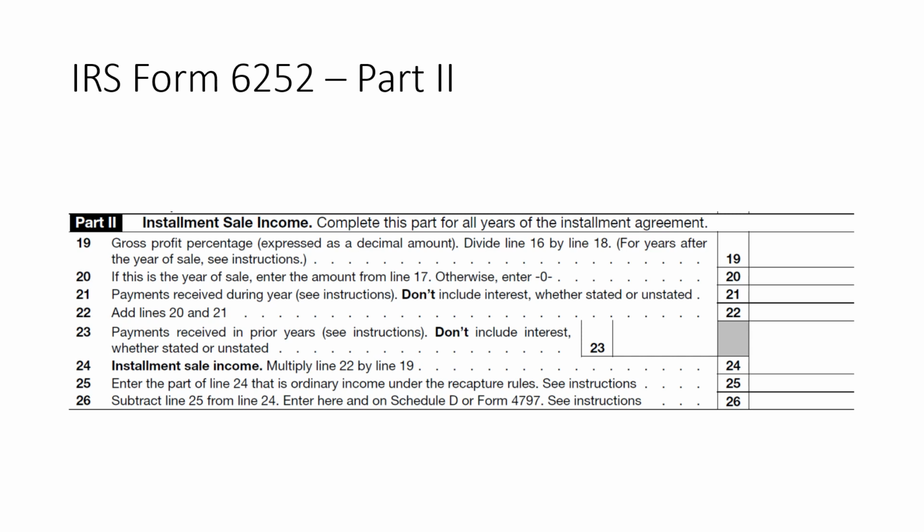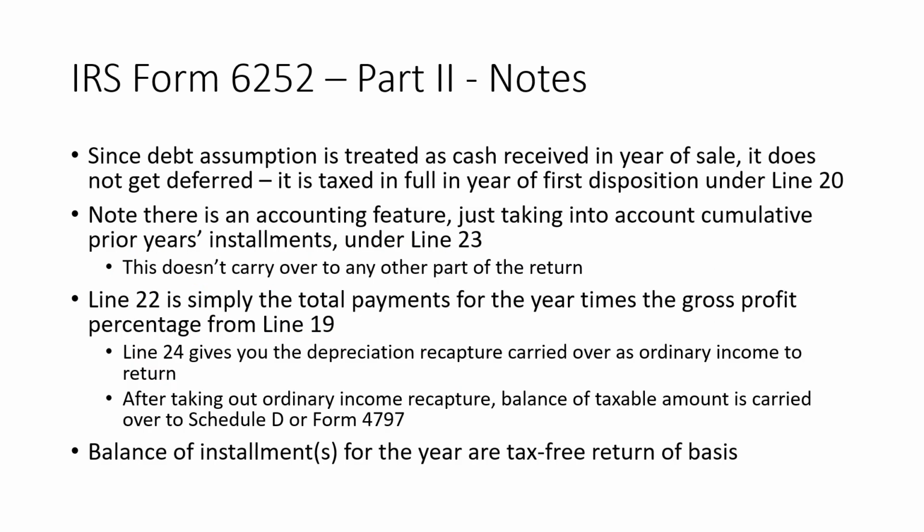Then once you have the installment sale income, you can divide that out into the ordinary income portion on line 25 for any depreciation recapture, or the capital gain portion for the sale of a 1231 asset on line 26. So remember at the end of the day that what you end up with here is on line 22 really just the total payments times the gross profit percentage to give you the taxable portion. And then the balance that's left over from each payment is going to be a tax-free return of basis.